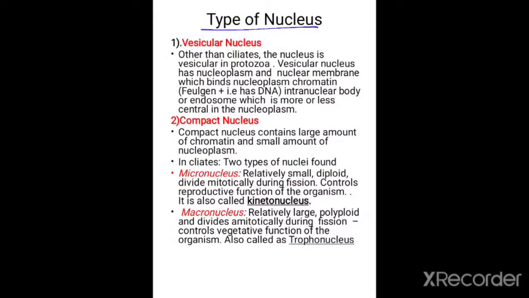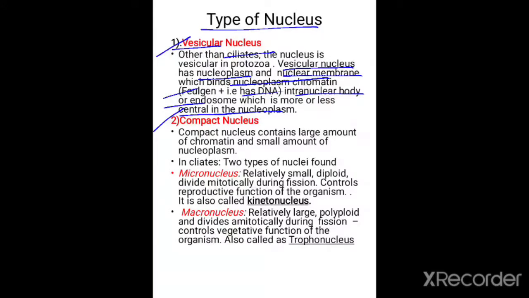Now let us come to the types of nucleus. There are mainly two types of nucleus. The first one is vesicular and the second one is compact. The vesicular nucleus is observed in all the protozoans except ciliates. The vesicular nucleus has nucleoplasm and a nuclear membrane. The nuclear membrane binds the nucleoplasm and chromatin. The chromatin is Feulgen positive, that is, it has DNA, and the intranuclear body or endosome is more or less central in the nucleoplasm.